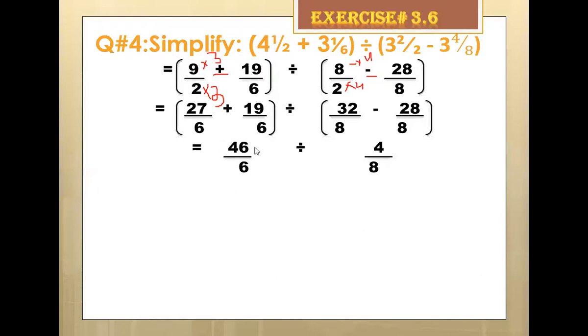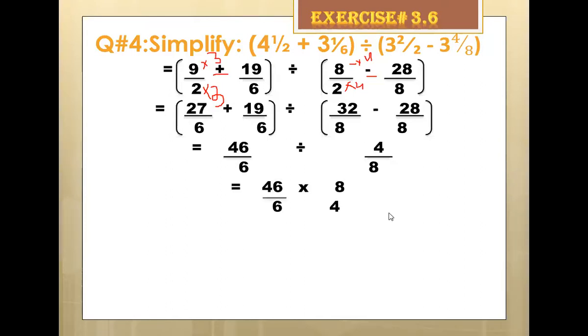Okay, please do not place brackets here. It has been completely solved here, so no need to place the sign of bracket. Now what you have here is 46 upon 6 divided by 4 upon 8. What you will do is very simple: convert this sign of division into the sign of multiplication by taking the reciprocal of this.